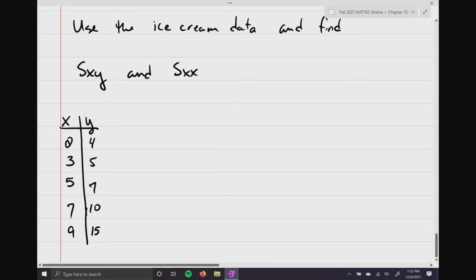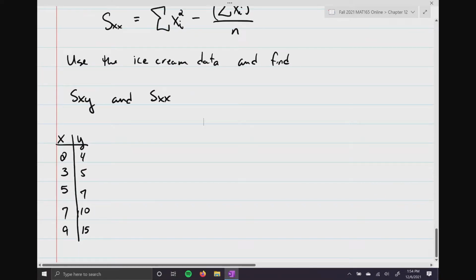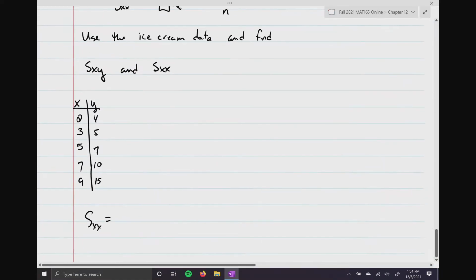Okay, so here's the example we're going to use. We're going to use the ice cream data again, and we're going to find the cross products, and we're going to find the sum of squares. I'm going to do the sum of squares first because that formula is a little bit smaller. So if we look at the formula, let me zoom out here. I'm just going to rewrite the formula.